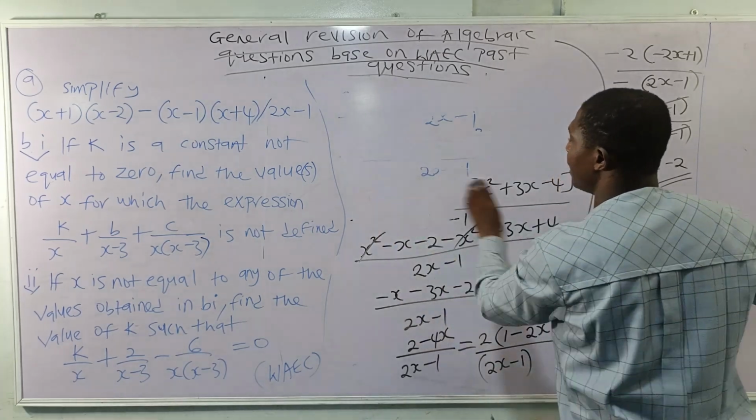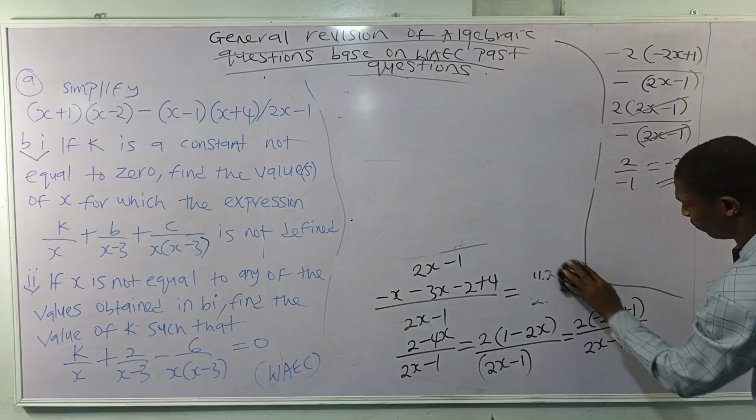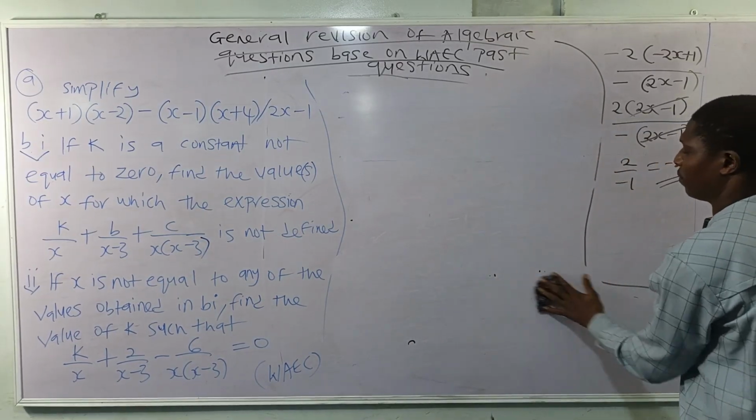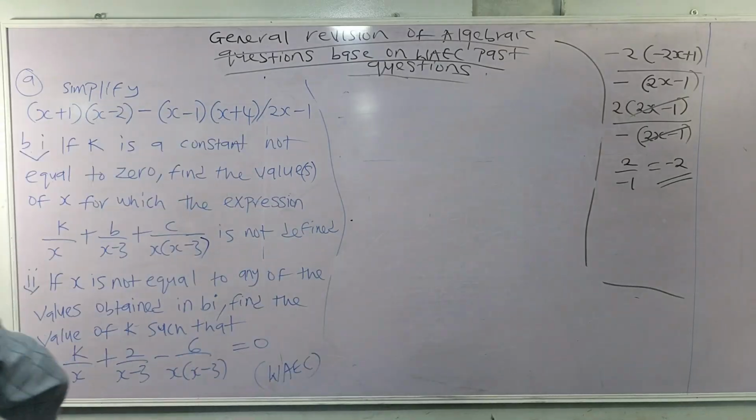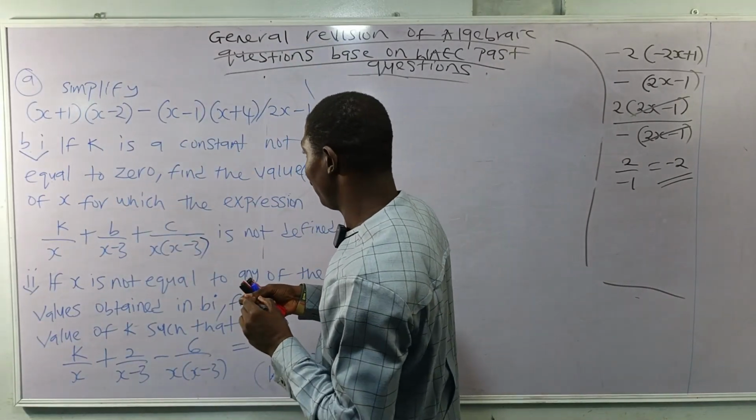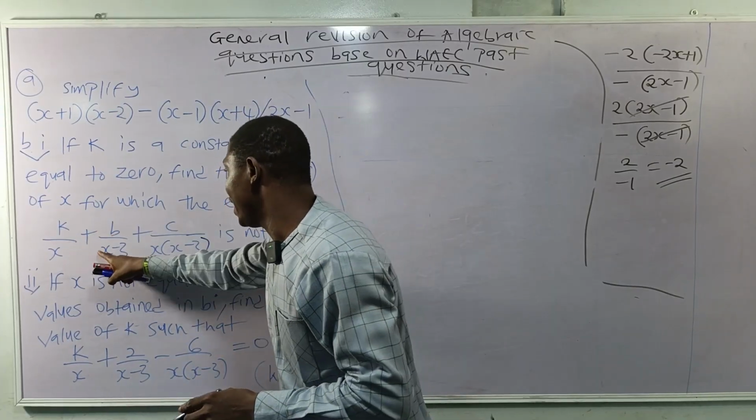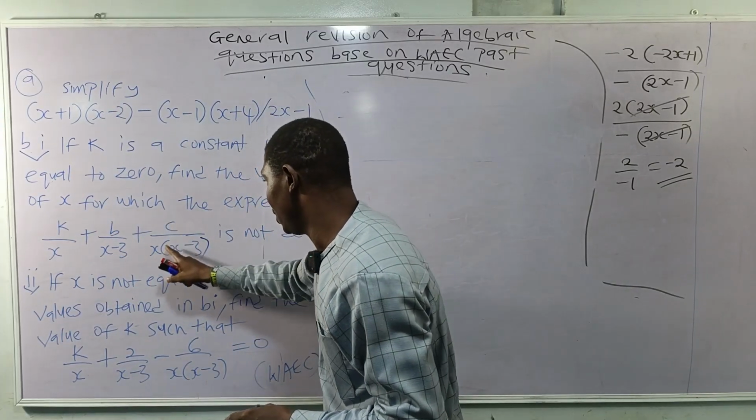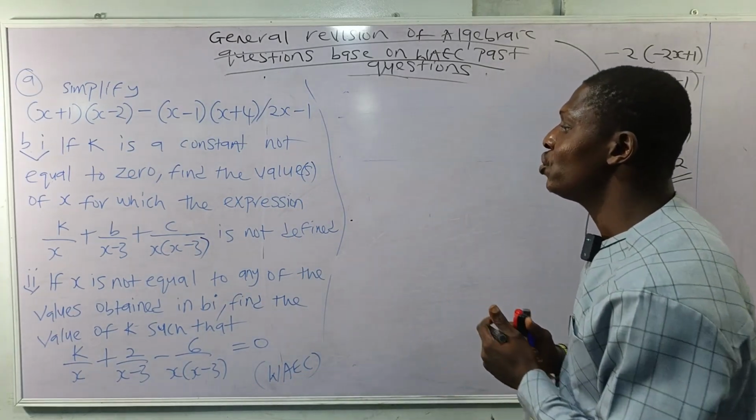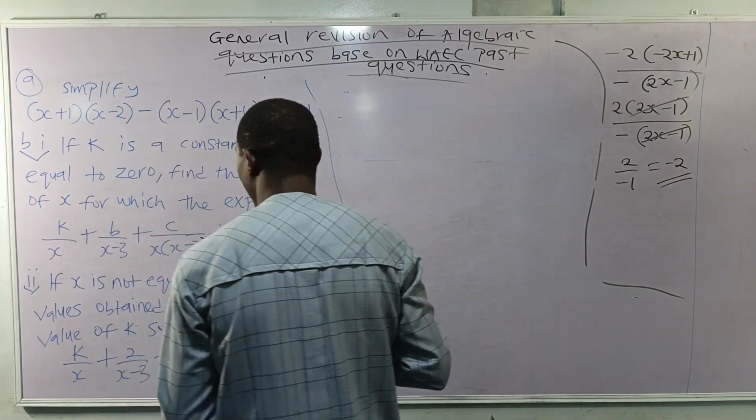Let's go to part 2, which is bi here. So for our bi, we have, if k is a constant not equal to 0, find the values of x for which the expression k over x plus b all over x minus 3 plus c all over x bracket x plus 3 is not defined.